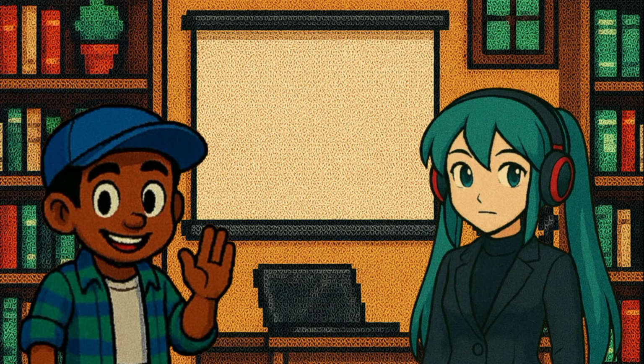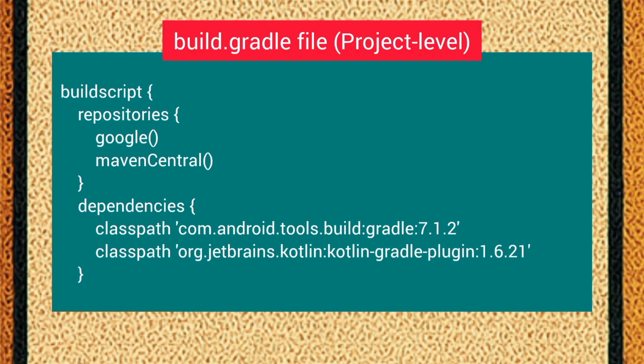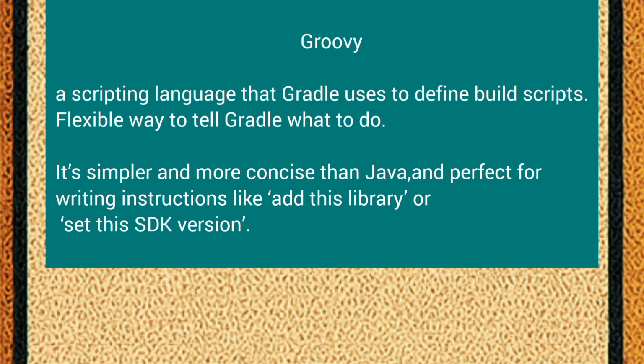Let's look at this block of code from the project-level build.gradle file. What language is this? It doesn't look like Java or Kotlin. Good catch. That's Groovy, a scripting language that Gradle uses to define build scripts. Think of it like a flexible way to tell Gradle what to do. It's simpler and more concise than Java, and perfect for writing instructions like add this library or set this SDK version.